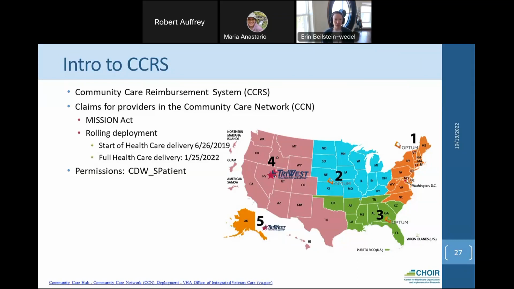And there's been kind of a rolling deployment starting in mid 2019. And everything started being inputted from each of the regions at the beginning of this year. So if you want information from 2019 onwards, we saw that drop off in the graph for fee. It's going into CCRS now and then flowing into PIT. And you need CDWS patient permissions to access this once it gets put on the DART.